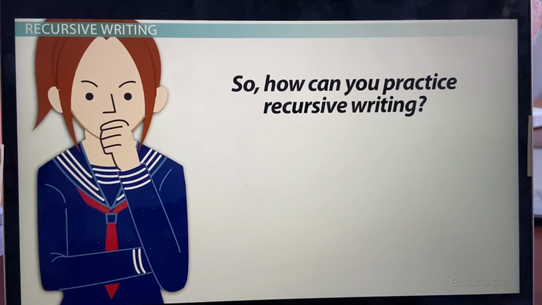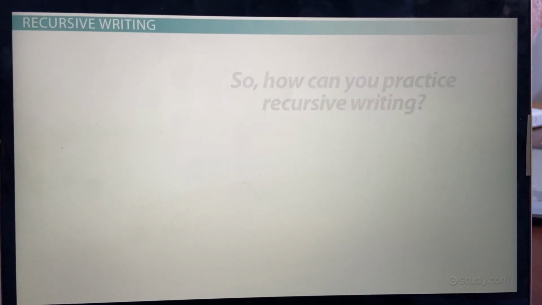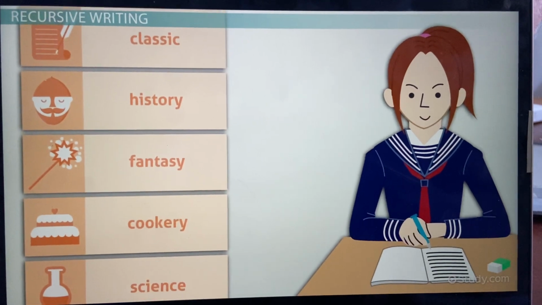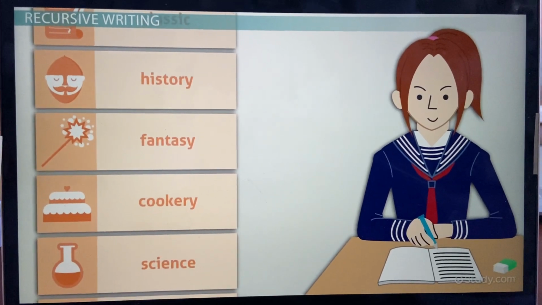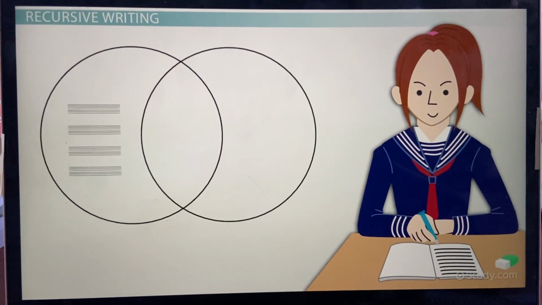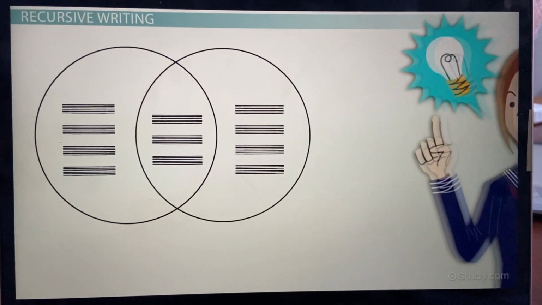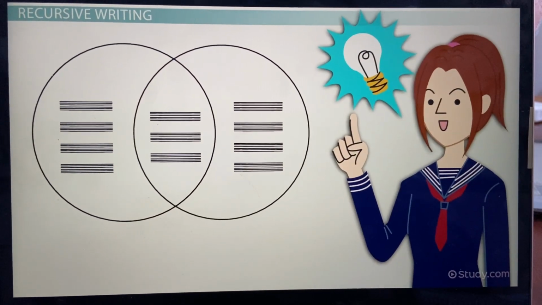There are a few different ways that you can practice recursive writing. First, experiment with different patterns and genres. Let's say that you start your paper as a personal story, but then you begin to read it and realize that you are really comparing and contrasting 2 different events in your life. You decide to revisit the paper and develop a whole new pattern to your writing.